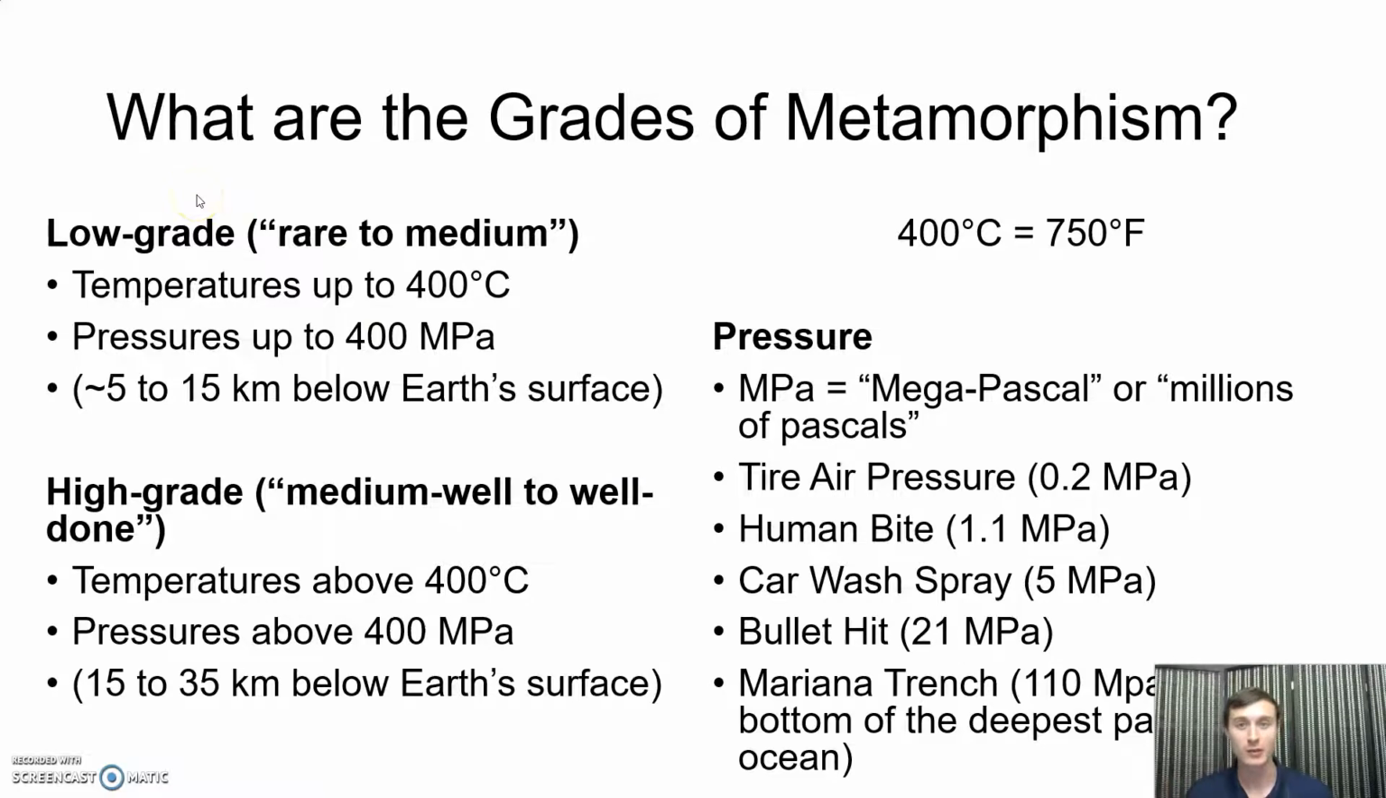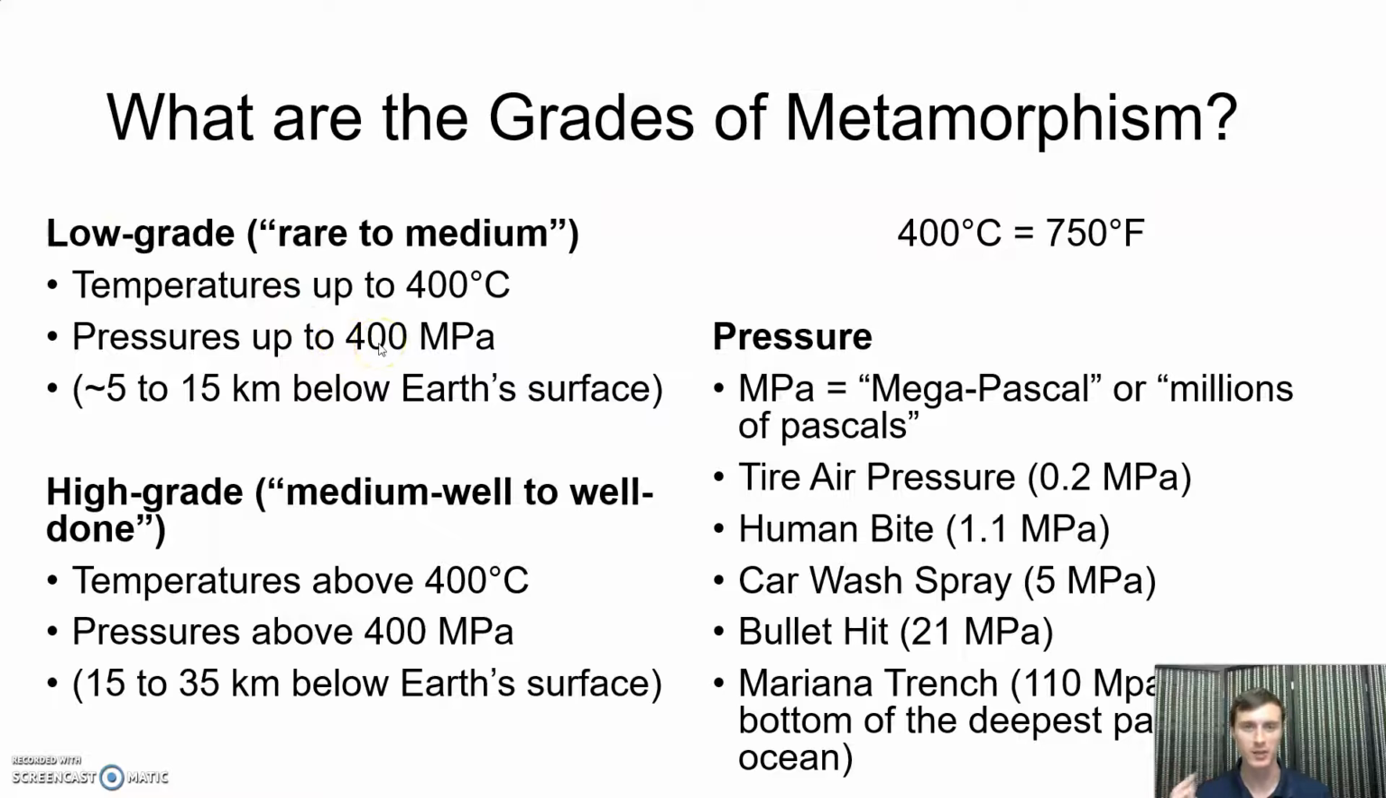So we call this low grade if it's been cooked a little bit. Temperatures up to about 400 C. 400 C is about 750 degrees Fahrenheit. Pressures up to 400 MPa, we'll talk about in a little bit. Everything from 5 to about 15 kilometers below the Earth's surface. And for reference, going all the way through the crust to the mantle, that puts you at about 35 kilometers when you're on land. So we're about a third of the way there for low-grade metamorphism.